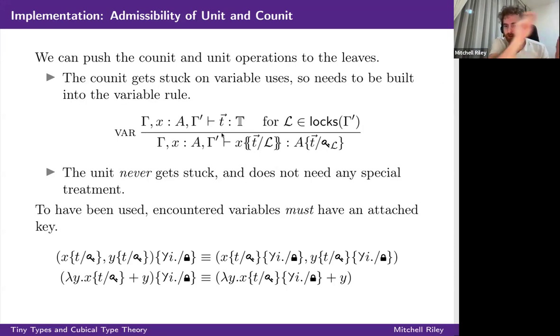There's only one way to get stuff from out of behind a lock, which is to use the co-unit. And so we have to modify the variable rule to build in an instance of this co-unit. Depending on where the variable in the context is, you're going to need to provide possibly many terms of the tiny type to get past all of the locks in gamma prime to reach the variable that you actually want to gain access to.